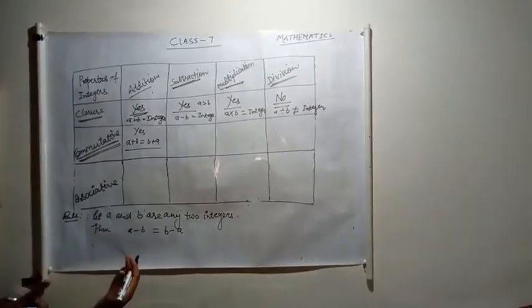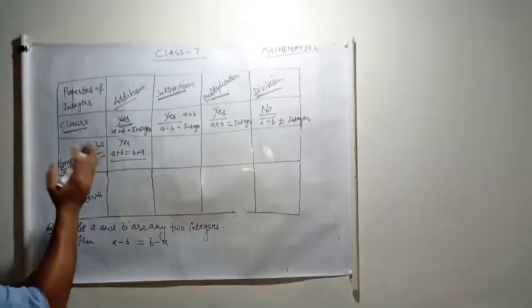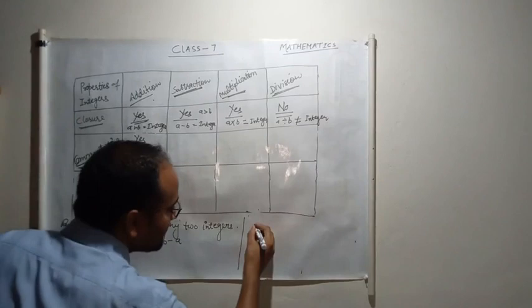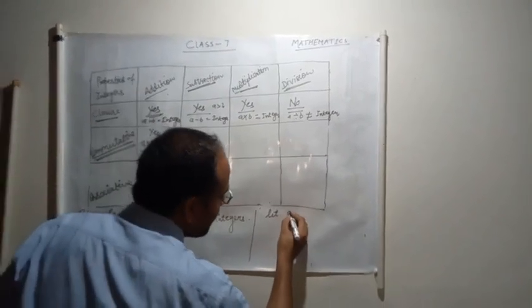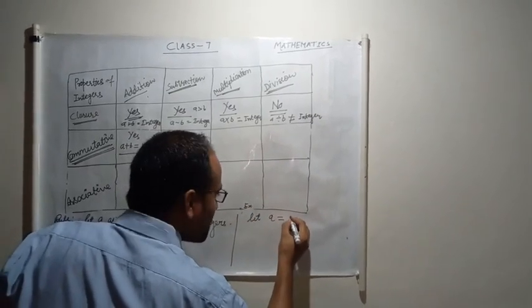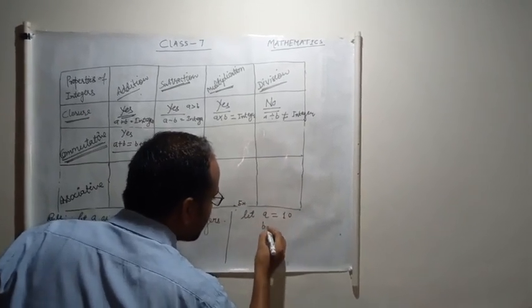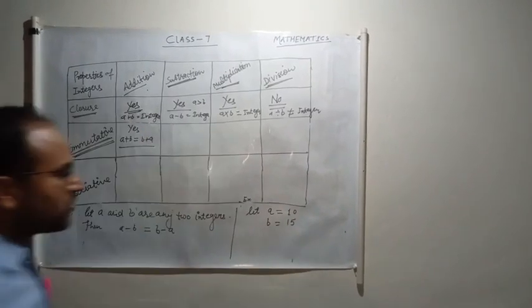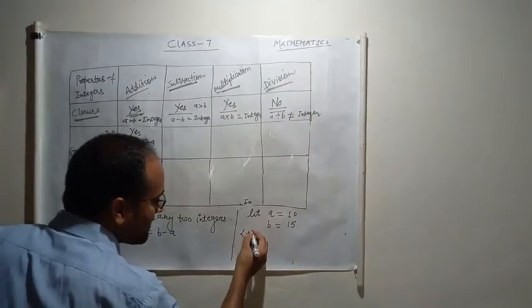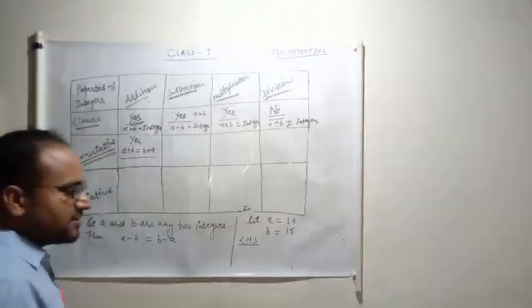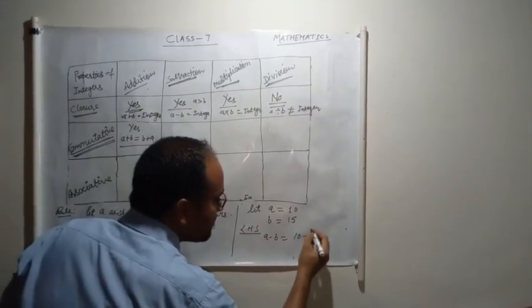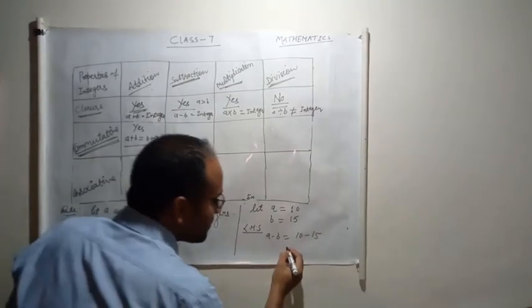So shall we check it? If it is not equal, then we can say that no, it is not going to hold for commutative. We have one example for this. Let A is equal to 10 and B is equal to 15. So left hand side, A minus B. A is 10 minus B is 15. If we subtract this, what will you get, students?